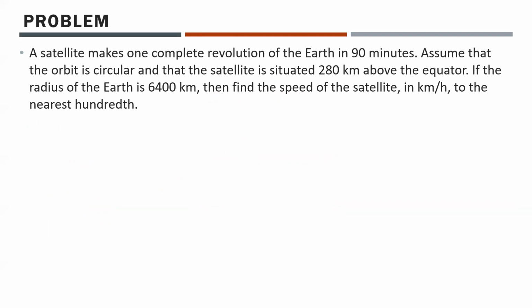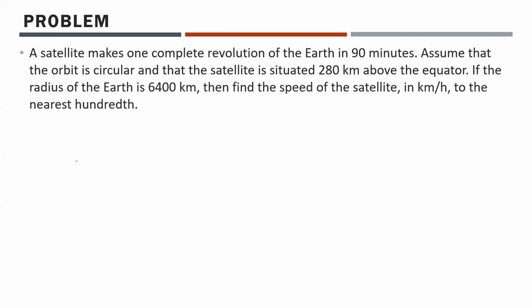If the radius of the Earth is 6,400 kilometers, then find the speed of the satellite in kilometers per hour to the nearest hundredth. If you've taken physics 20 with me, you'll look at this question and go, hey, wait a minute, this looks exactly like something we did back in physics 20. You'd be right, it is very much like it. But this time around, we're not going to use physics to solve this. We'll use some math to solve this. Let me show you what I mean.